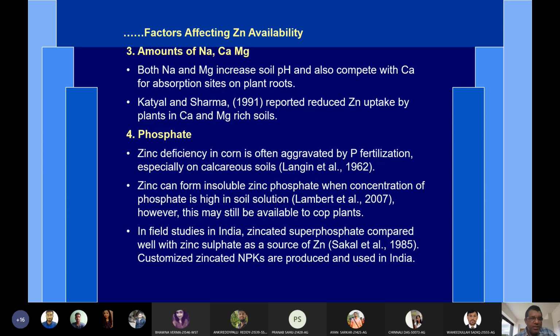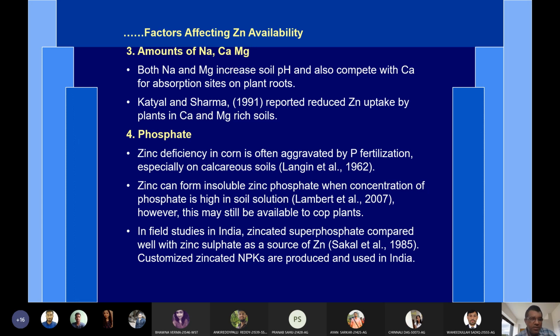Next factor that affects the zinc availability is the amount of sodium, calcium, and magnesium. Both sodium and magnesium increase soil pH and also compete with calcium for absorption sites on plant roots. Katyal and Sharma reported reduced zinc uptake by plants in calcium and magnesium rich soils. So these levels of calcium, magnesium, and sodium influence the zinc availability. The higher their level, the lower the zinc availability.